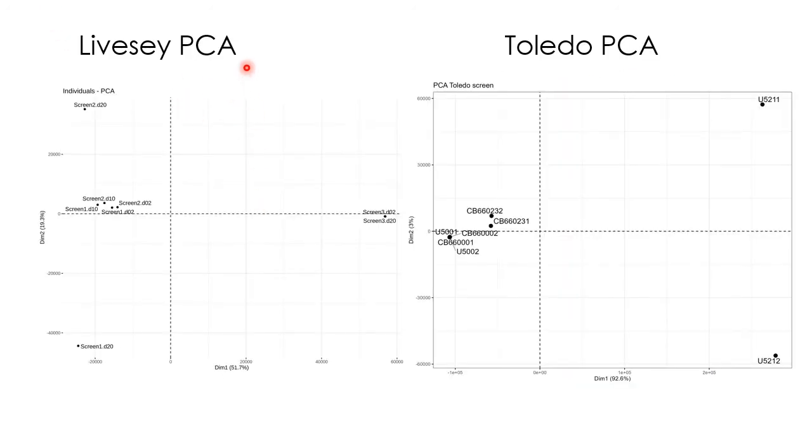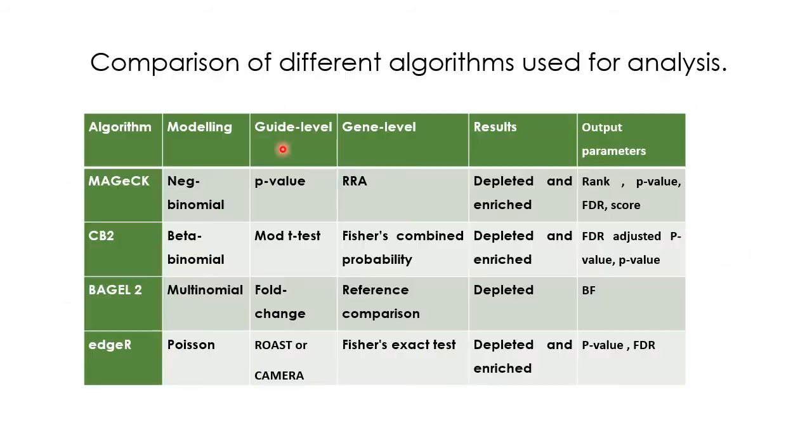Further QC using dimensionality reduction showed that day 2 and day 10 are very similar, and screen 3 is completely different from screen 1 and 2. So these were excluded from further analysis. Variation in day 20 is acceptable. For analysis proper, I use MAGeCK, CB2, BAGEL2, and EdgeR. These are different in terms of modeling of the data, guide and gene level statistical tests, and output parameters.